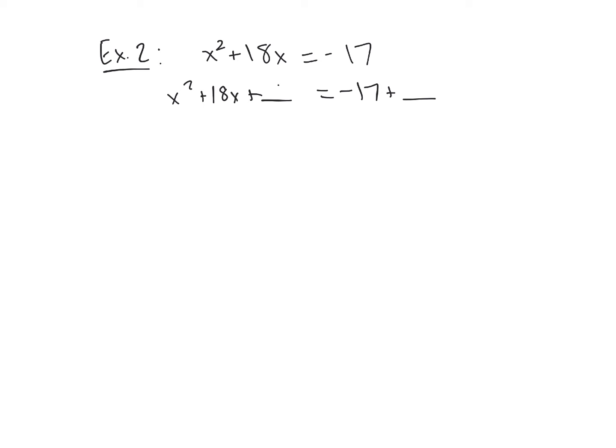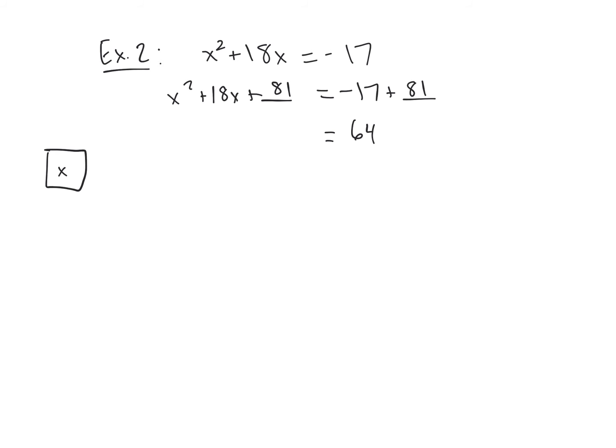Yeah, good. So 81. I'm taking half of 18, which is 9, and 9 squared is 81. All right. So what we're left with here, on the right-hand side, is negative 17 plus 81 makes 64. And on the left, I can rewrite this if I'm completing the square.